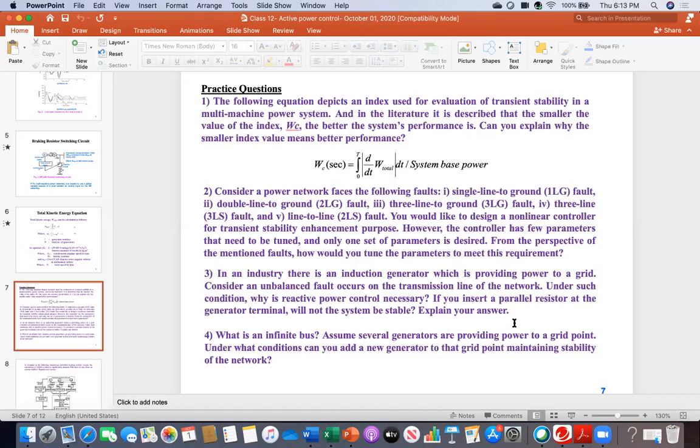Okay. Now the next question is, what is an infinite bus? Assume several generators are providing power to a grid point. Under what condition can you add a new generator to that grid point, maintaining stability of the network? So first of all, what is the infinite bus? How would you answer this one? Constant frequency and voltage, whatever the load fluctuation might be, there would be constant voltage and frequency.